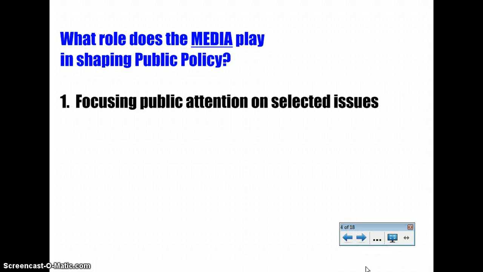The first way that the mass media helps to shape public policy is they focus public attention on selected issues. Based on what that media outlet finds to be important, that's where the attention goes. So for example, a newspaper can choose where they want to focus our attention by selecting a cover story that they feel is the most important to them. Or a television newscast will display the headlines of news stories that they want us to focus on in the commercial breaks before that television show actually airs.